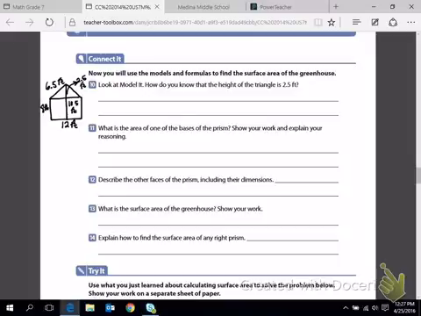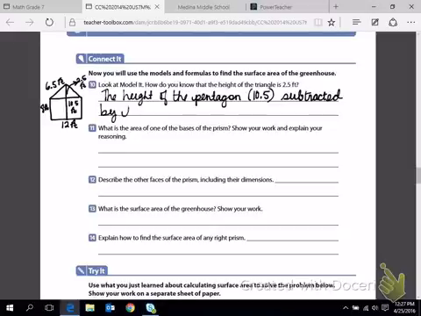So if we want to know where the 2.5 came from, we'll take the height of the pentagon, which is 10.5, and we'll subtract it by the height of the rectangle, which was 8, and that gives us 10.5 minus 8 is 2.5. So that allows us to know the height of the triangle.